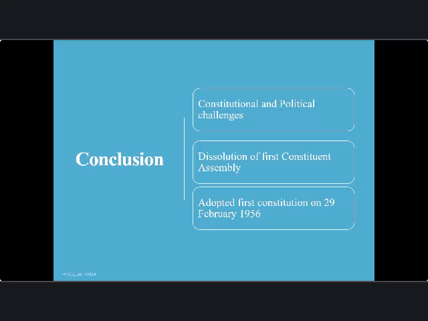So students, now we will discuss the conclusion of our topic. The period from 1947 to 1956 was a critical and turbulent phase in Pakistan's constitutional history. The adoption of the Government of India Act 1935 as an interim constitution was a practical necessity, but it carried colonial features such as strong executive power that later created political problems.